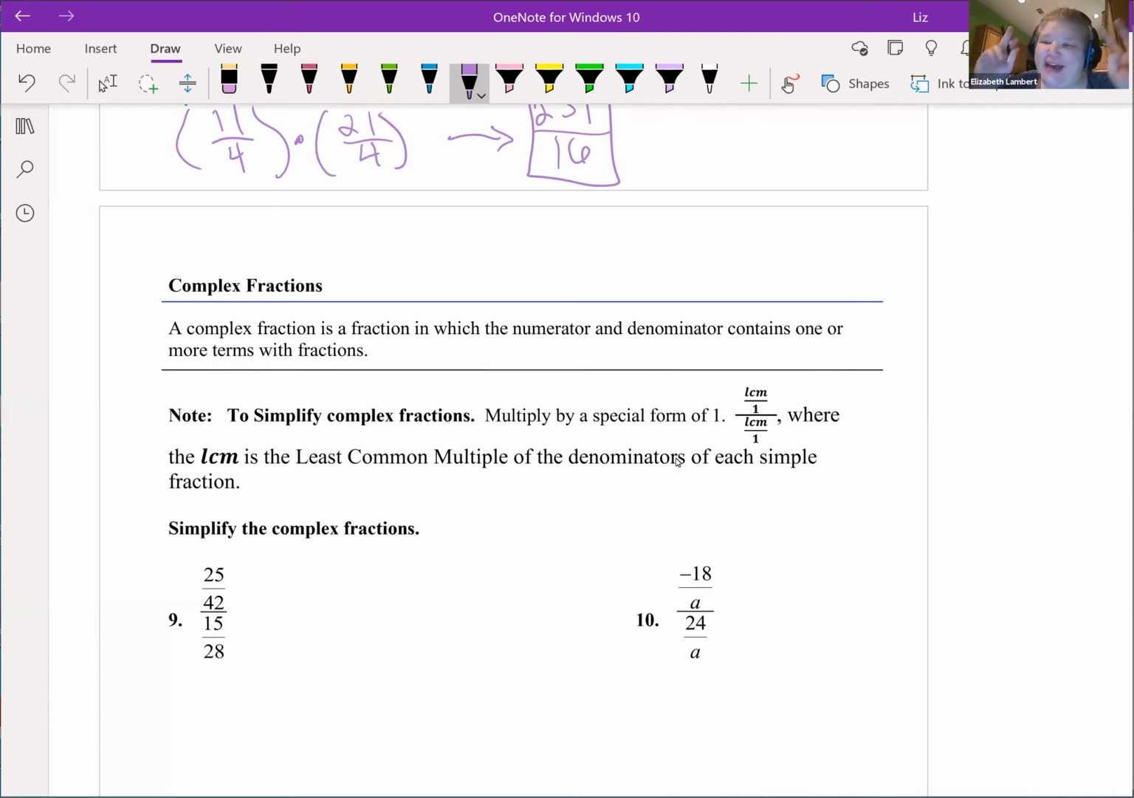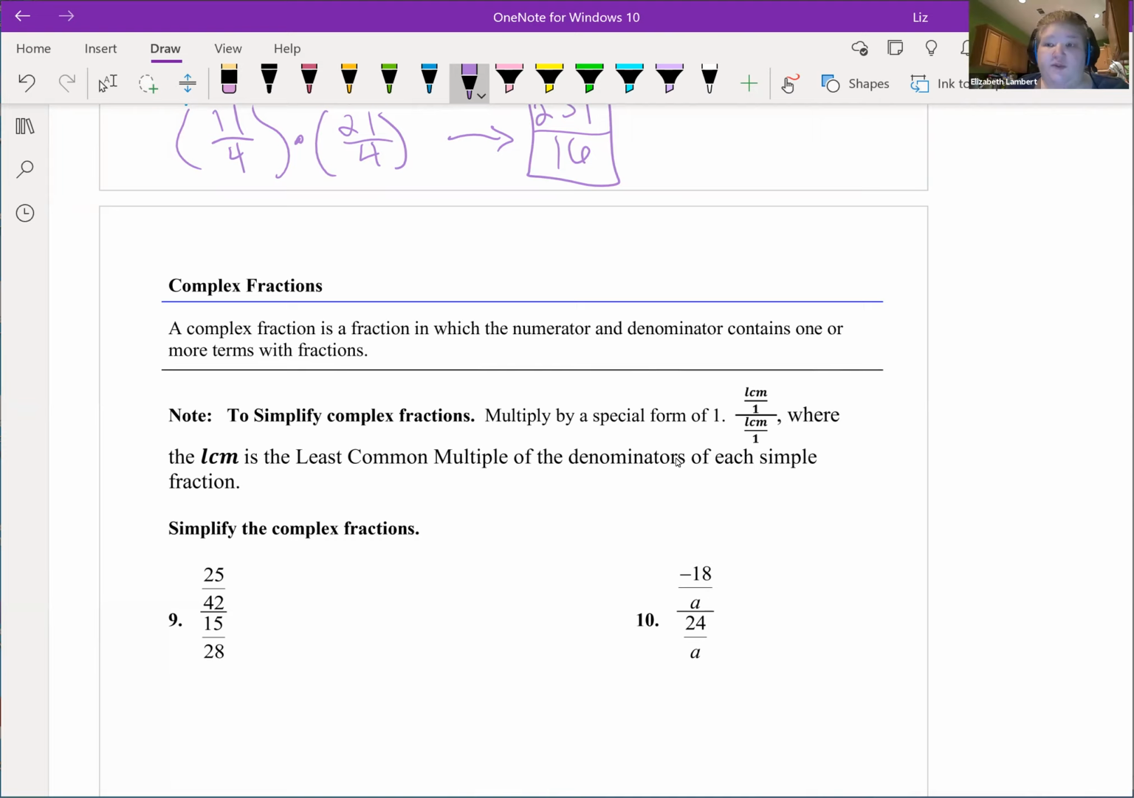So we have complex fractions. This has absolutely nothing to do with complex numbers and i's, if that's what the word complex brought up, which, good on you, because that's what it should bring up in math, not this nonsense. So a complex fraction is a fraction in which the numerator and denominator contain one or more terms with fractions.